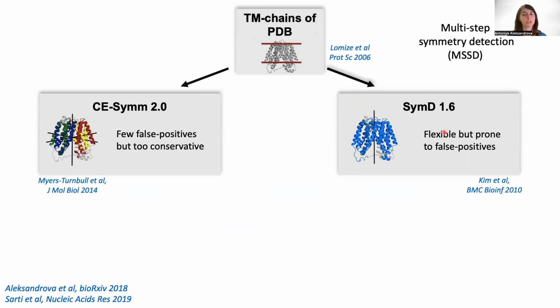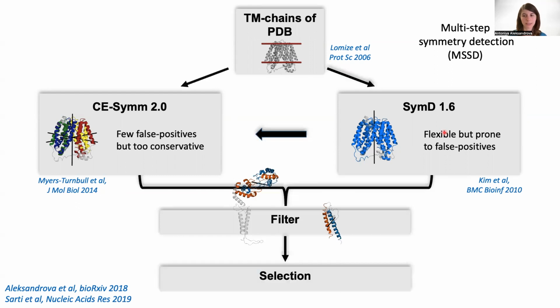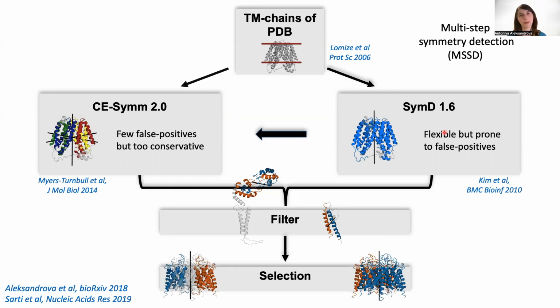To prevent us from producing many false positives, we then implement a filtering procedure, which discards results that do not seem to have functional relevance, such as symmetries that are external to the membrane, or a single helix matched to another single helix. Finally, we select the results that will provide us with the most symmetry-relevant information, such as the option with the maximum coverage shown here.